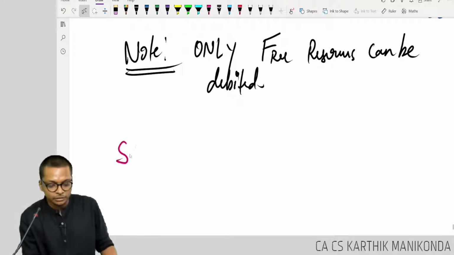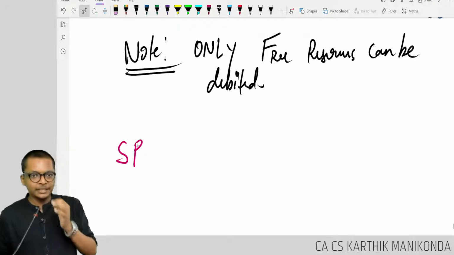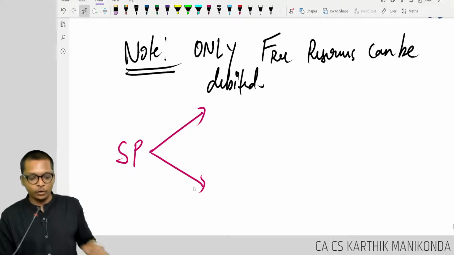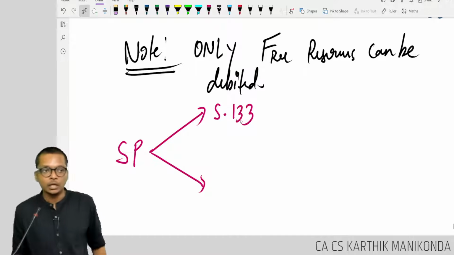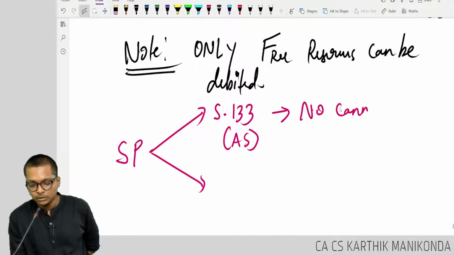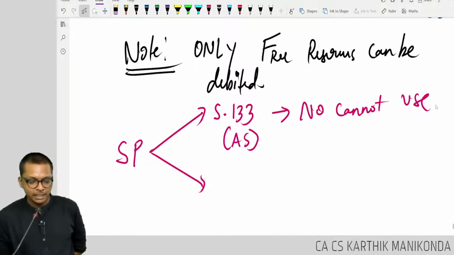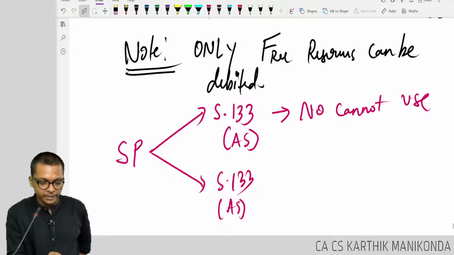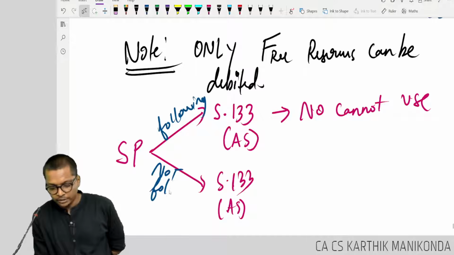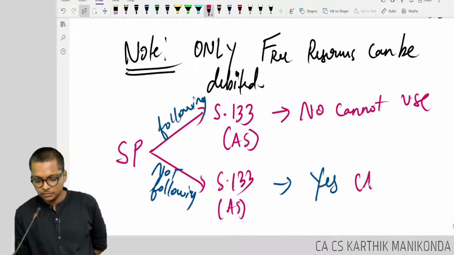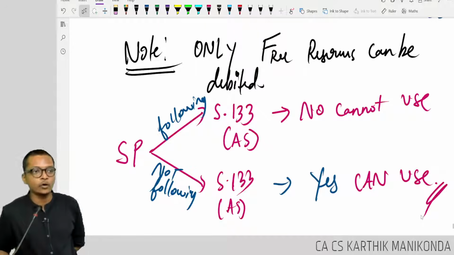For that, the answer is not a straight no. It's yes or no, depending upon this. I will tell you what to do for the exam also. If the company is following section 133 of the Companies Act, which is nothing but accounting standards, then no, you cannot use it. If the company is not following accounting standards, then yes, you can use it. Are you following, guys?